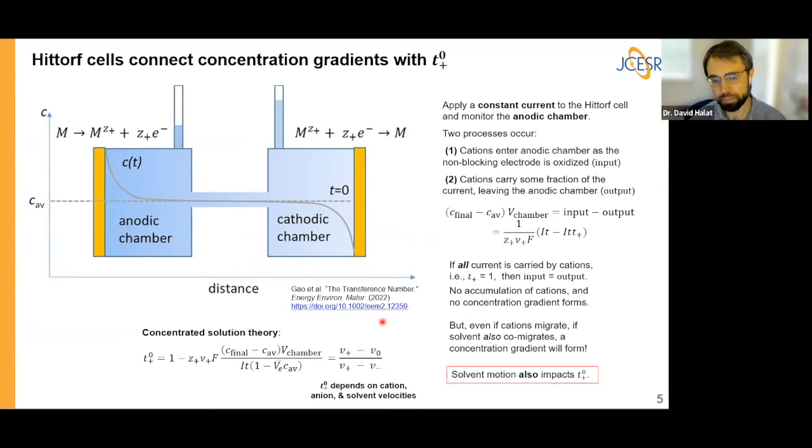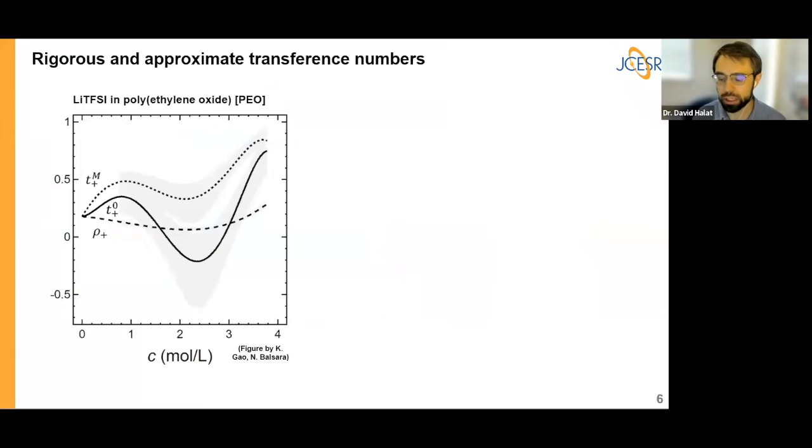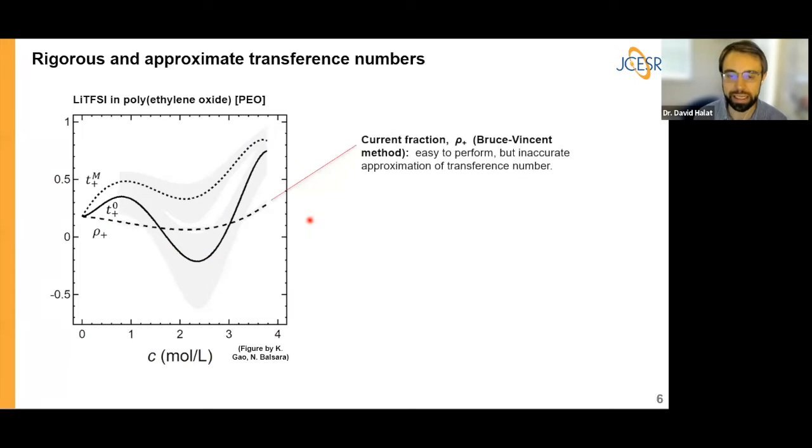of the solvent. So now, despite how important transference numbers are to understanding battery performance, they're very difficult to accurately measure. This leads to a divergence of results within the literature, even on the same systems. This plot is showing 3 different ways in which transference numbers are commonly reported using different techniques, and how these numbers differ for the same electrolyte, which is lithium TFSI dissolved in polyethylene oxide.